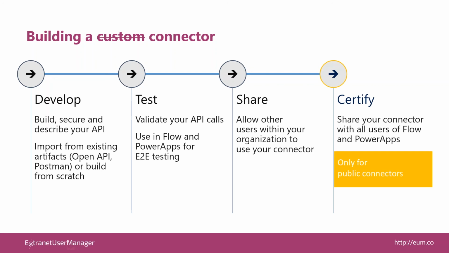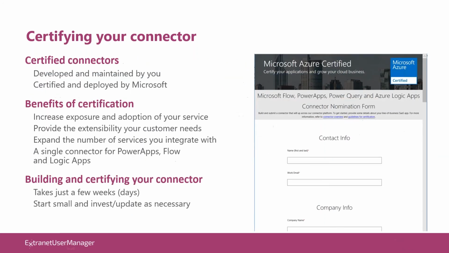Now, this isn't something you would do for your enterprise connector. If you've got line of business data that you're building a custom connector for, you would never certify that, because this is intended for public connectors only. So it's really for an independent software vendor that this would apply. Things like our connector for Extranet User Manager that I was showing you before are an example where we'd want to go through that certification process, and that is part of our roadmap plan.